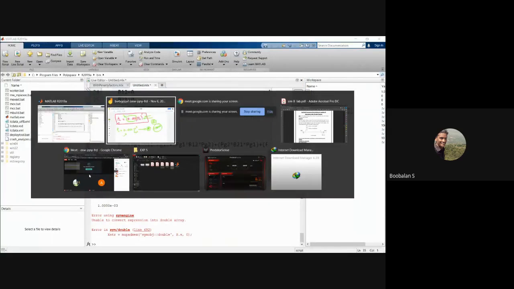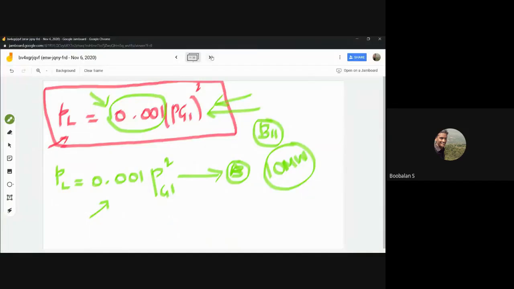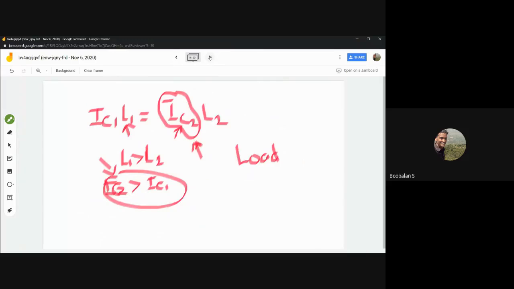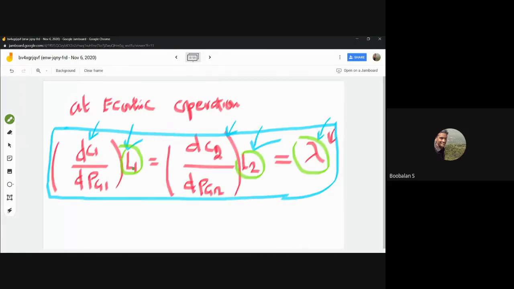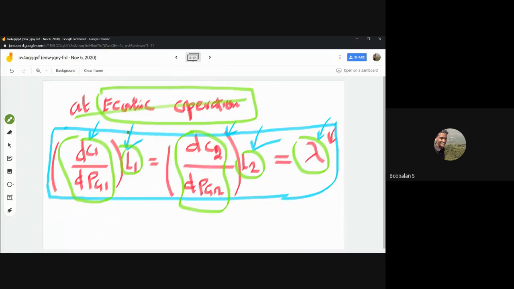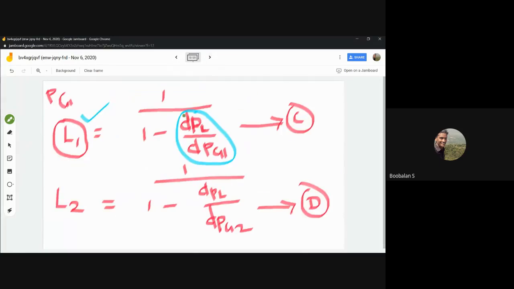Now the next step. PL is found. Then we need to differentiate in order to find L1 and L2, because we need to find this economic operation. We already fed in the equations dC1 by dPG1 and dC2 by dPG2. Now it's time to calculate the economic operation. For that purpose, we need L1 and L2. We know the formula: 1 by 1 minus dPL by dPG1. We need to calculate this.